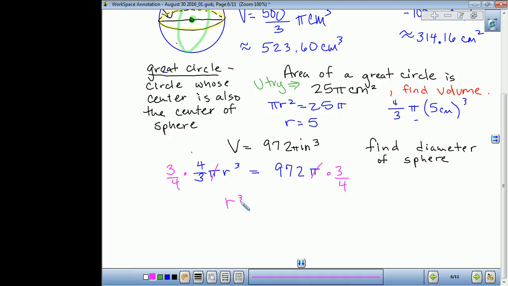And so we get r cubed equals 729. And then we get real excited because this is one of our perfect cubes that we memorized. It is. So the cube root of 729 is 9. So if the radius is 9 inches, then the diameter would be 18 inches.